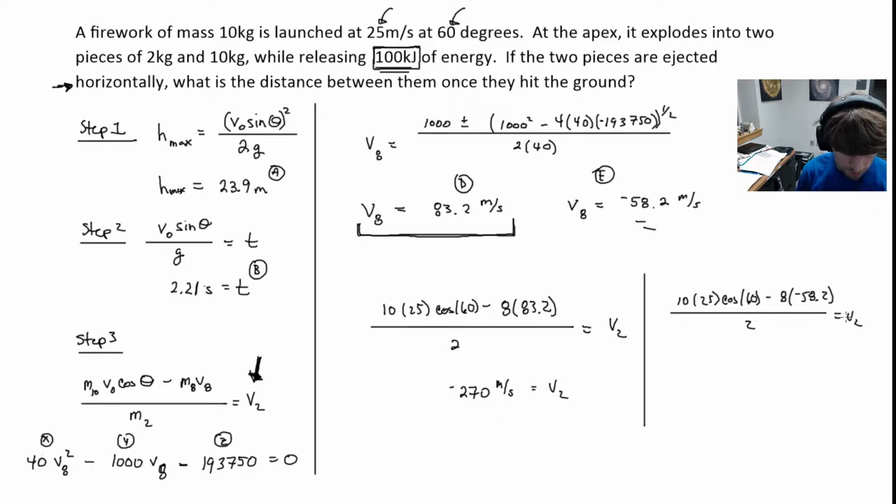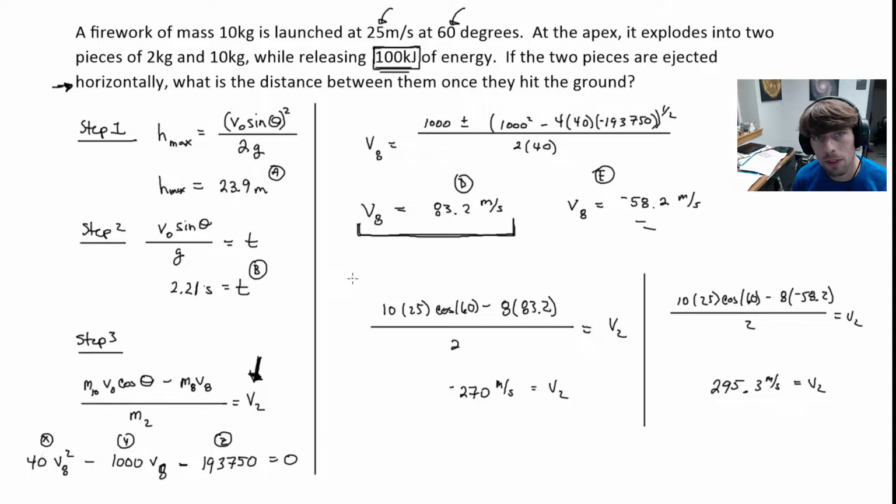I think we're going to run into something here that'll be interesting. 10 times 25 times cosine of 60, at least I anticipate something interesting, minus 8 times alpha E, divided by 2. Okay, so we get 295.3 meters per second equals V2. And we got it. Okay.